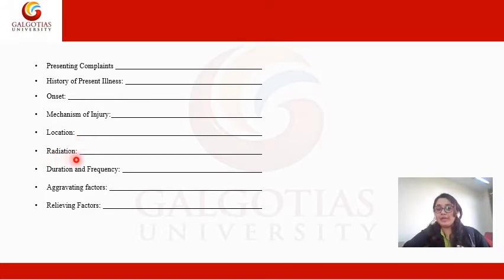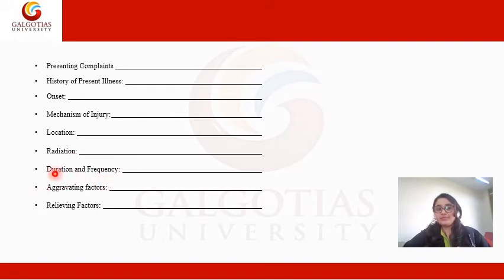Then any kind of radiation, because radiation helps us to realize there is some nerve compression or problems with the nerve, and we always write down the path. For example, the patient experiencing low backache with radiation down towards the left leg, over the area of the great toe. For this we have already seen dermatomes in a previous session, so we will have an idea, okay, this nerve could be affected.